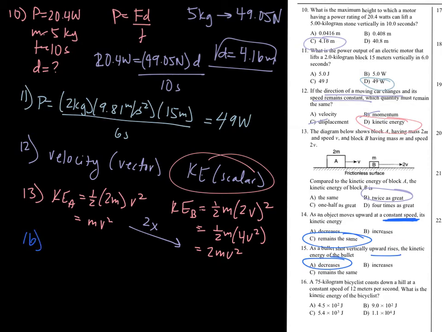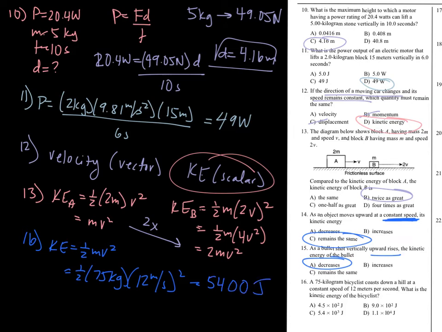Now number 16, a 75 kilogram bicyclist coasts down a hill at a constant speed. What is the kinetic energy of the bicyclist? Once again, 1/2 mv squared. 1/2, our mass is 75 kilograms, our speed here is 12 meters per second. Do not forget to square that. So it's 12 squared, and you should get an answer of approximately 5,400 joules. So that's choice C.